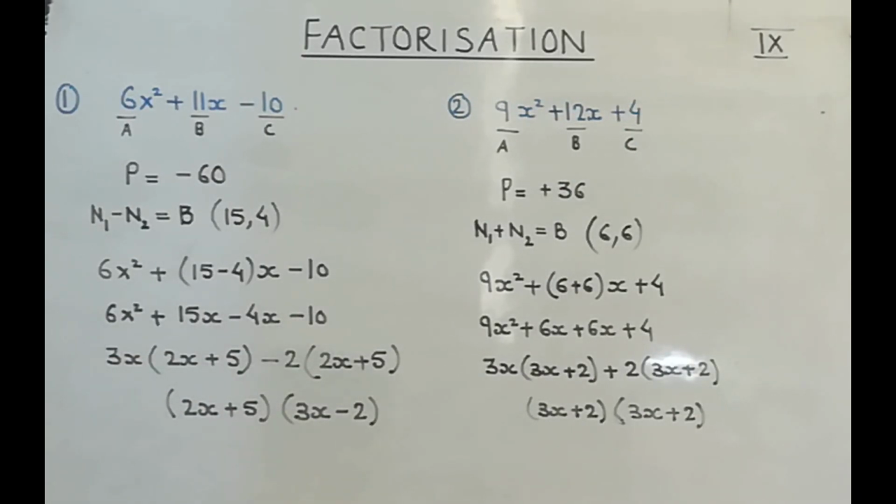Just see, hope these two are clear to you. We have done two types. One in which product we are getting positive, and the other one in which we are getting product negative. So these were the two cases that we were supposed to do. Now let us try a few more questions based on this.